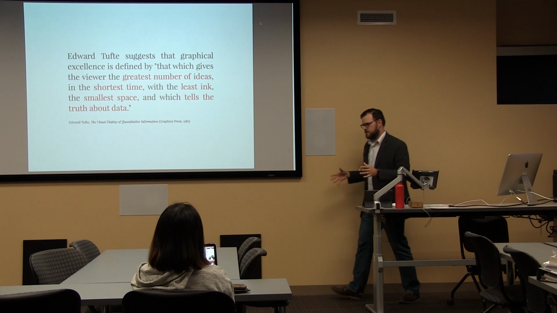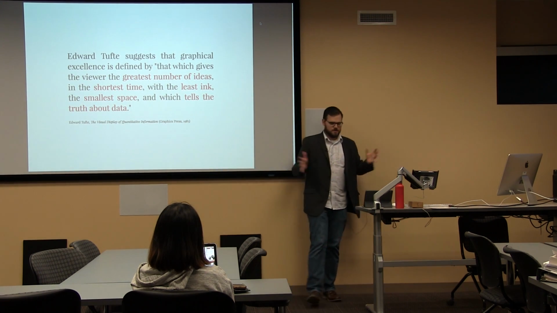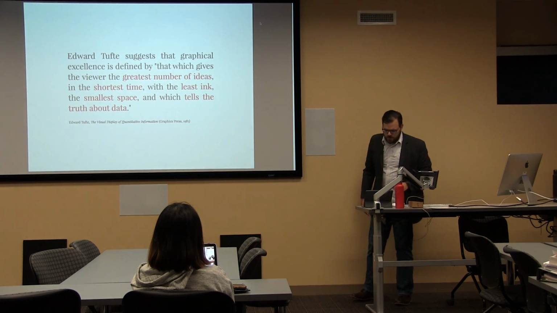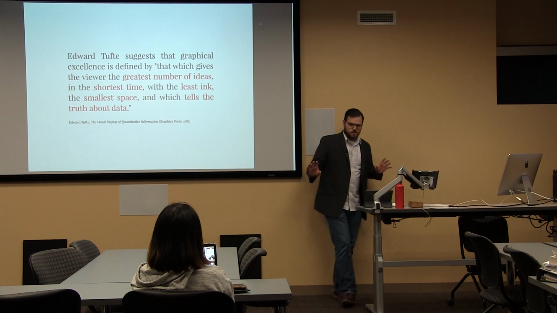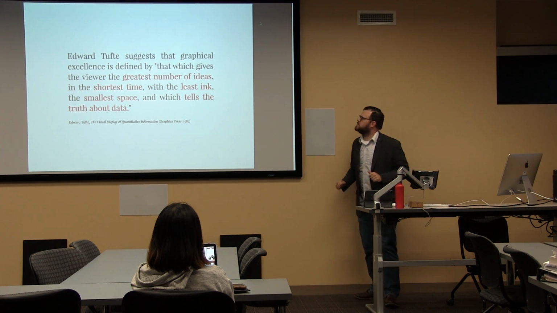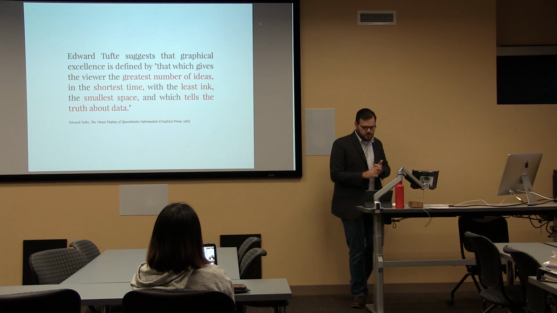This is done in the smallest amount of space, meaning that we can do these things at different scales, right? They could be large visualizations, they could be much smaller, and which tells the truth about data. Now, I quibble with a few things in this here. I'm not so sure that there's a truth to data, for example, but I think Tufte's ideas generally hold pretty well.